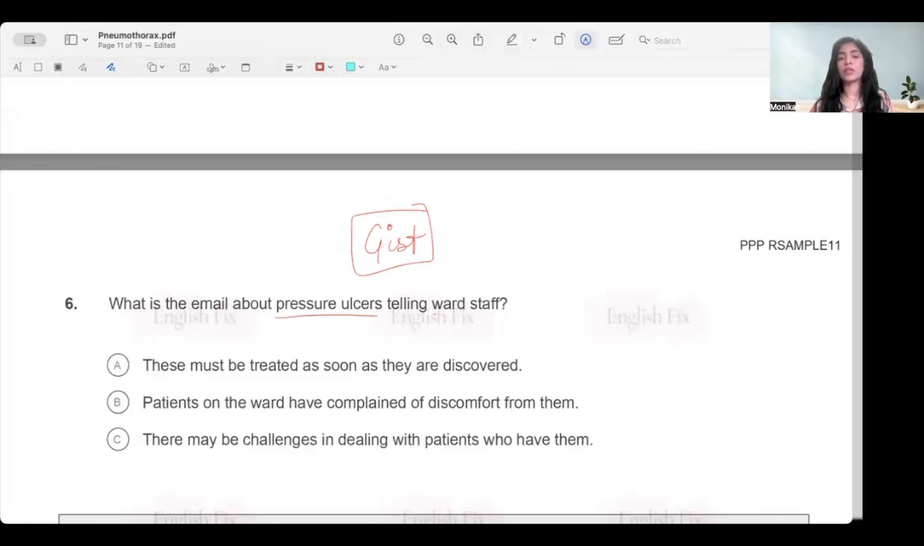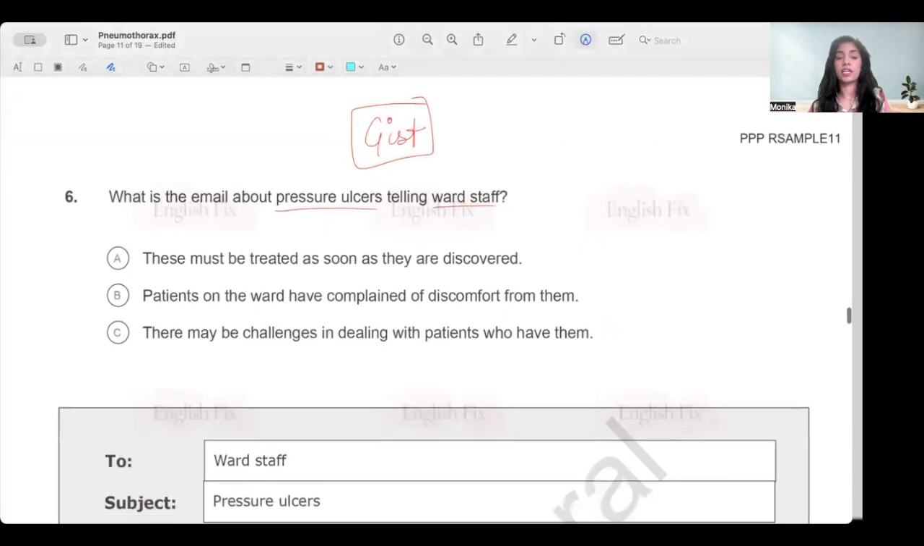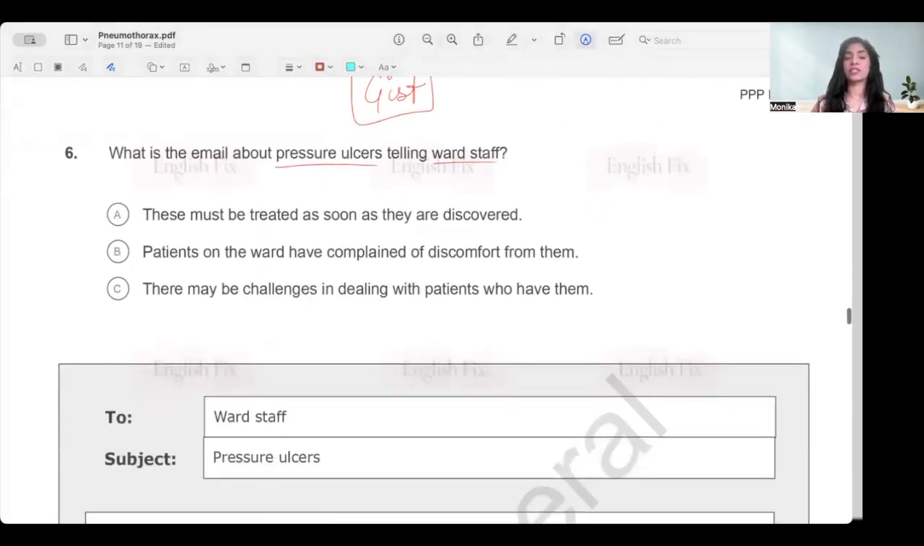And what is this telling ward staff about? That means this email is to a ward staff. And it is further confirmed when I see that the email is actually being sent to ward staff. And this entire email is about pressure ulcers. If the entire email is about pressure ulcers, that means in order to answer this question, I will have to look at the entire paragraph.